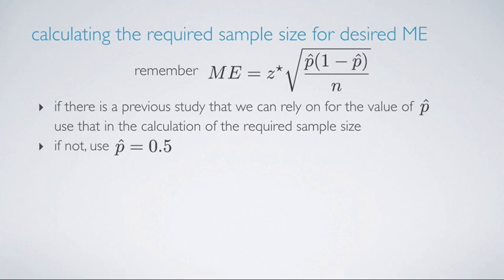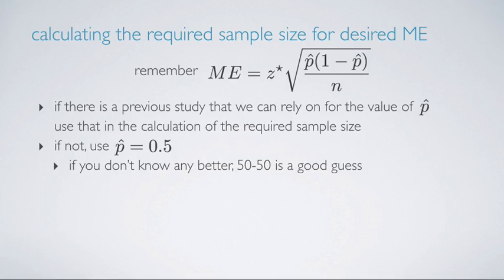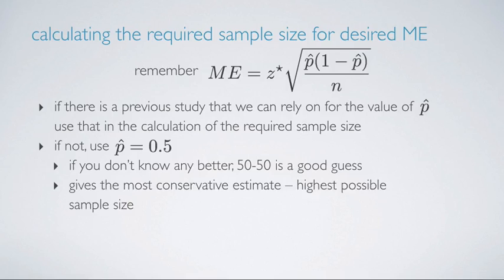There are two reasons why we do this. One, if you don't know any better, and this is a categorical variable with two outcomes, a success and a failure, 50-50 is a pretty good guess. Two, using 0.5 or 50% for p-hat gives the most conservative estimate. In other words, the highest possible sample size. And we like being conservative when it comes to estimating minimum required sample sizes because we definitely don't want to make a mistake and have to redo our sampling.